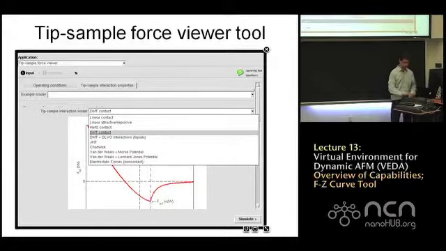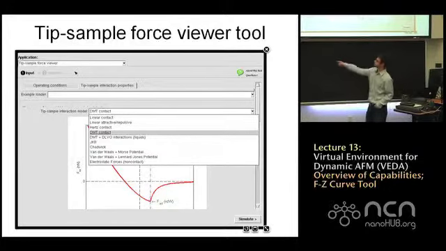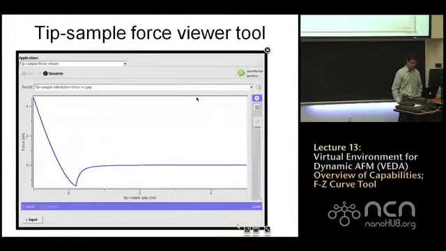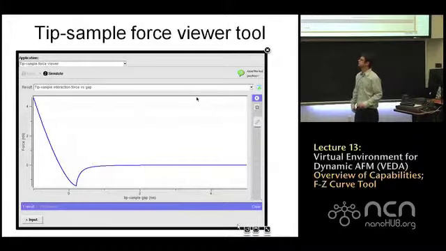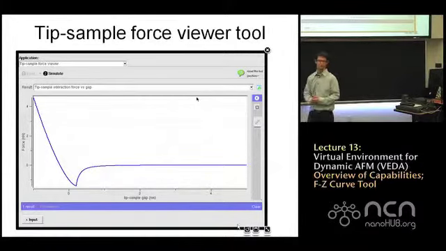If you'll scroll, okay, and so with that, we're going to select simulate, which is the button at the bottom here. And the result that shows up is the tip sample force plotted versus tip sample gap. And this was for the DMT model, but it's for the specific input parameters that you use.